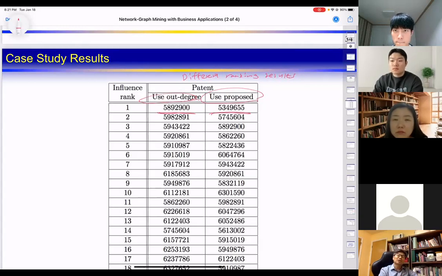Any questions here? If you're a reviewer, you have to ask some important questions here. Different results, right? What's the possible question?